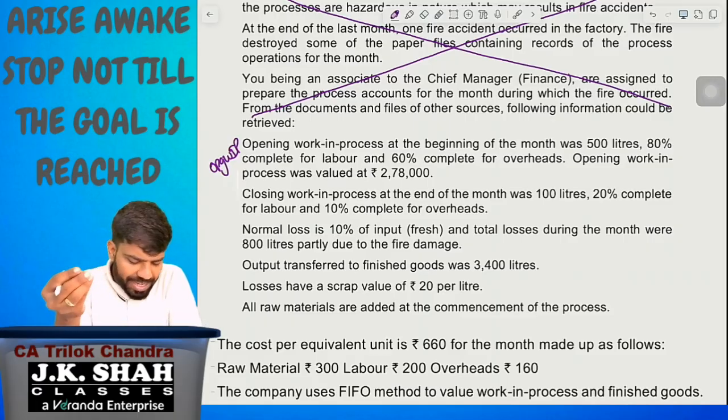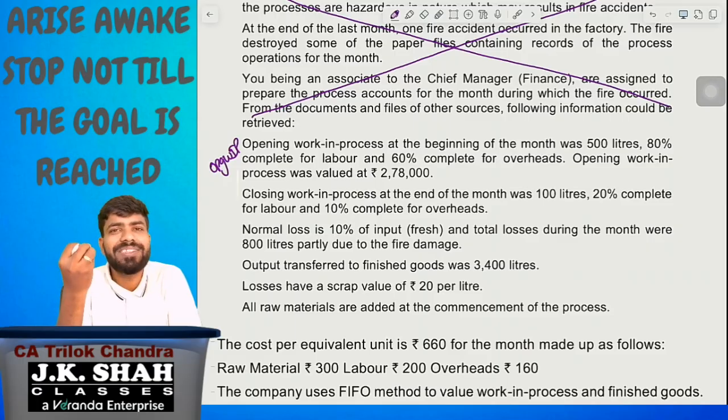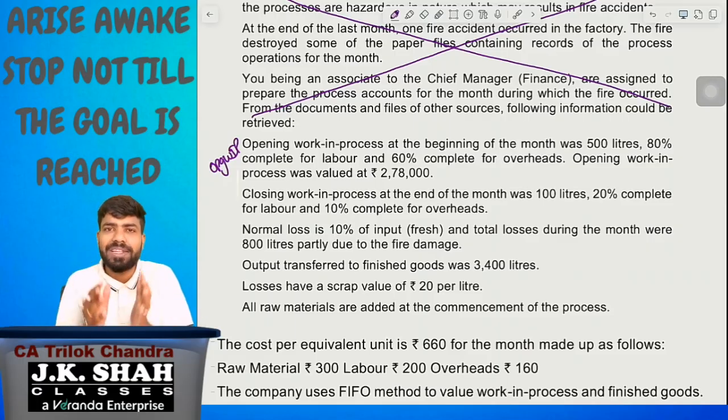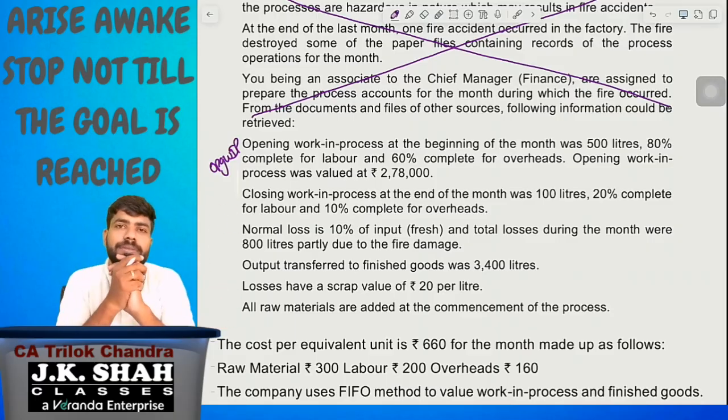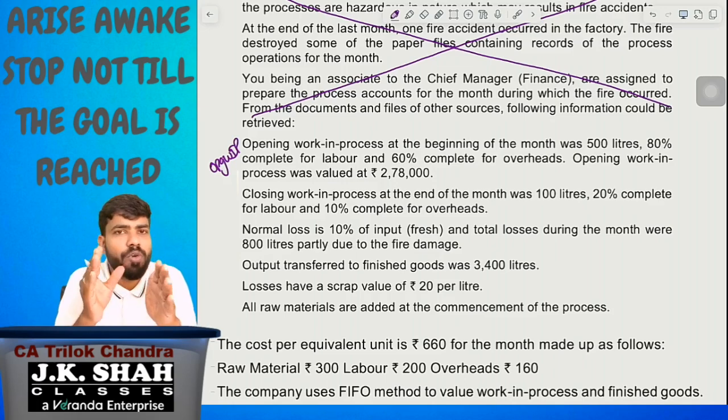And when it comes to opening work in progress, what is the value? 2,78,000. The value of the opening work in progress is 2,78,000. This 2,78,000 is the cost of last month, carried forward to the current month. So this is regarding opening WIP.